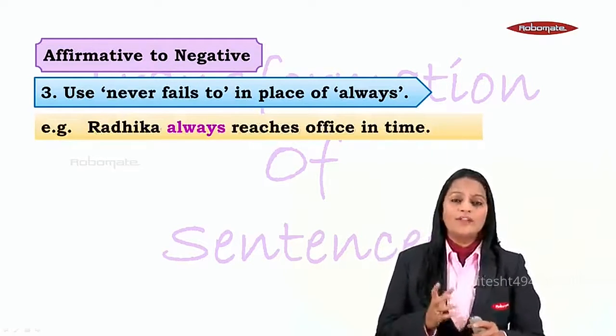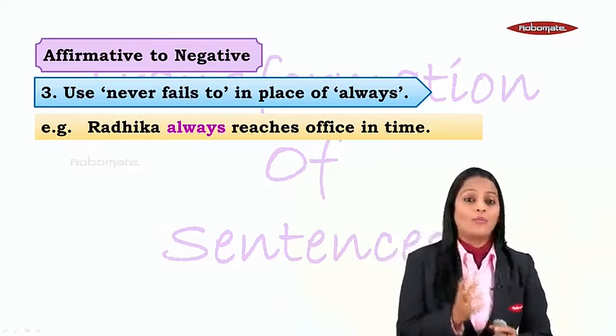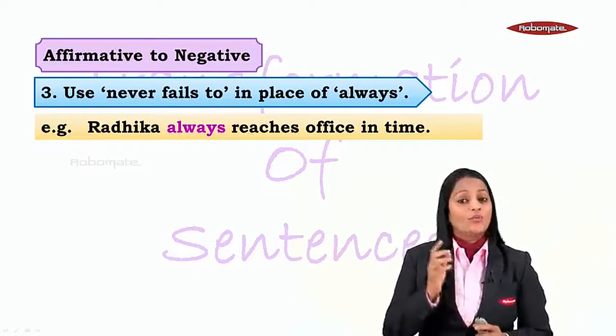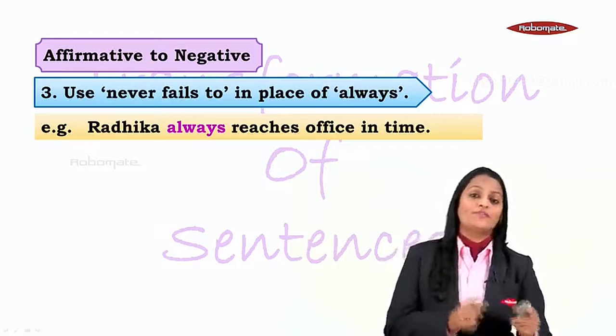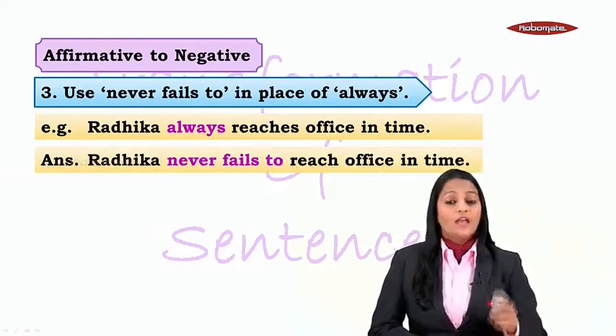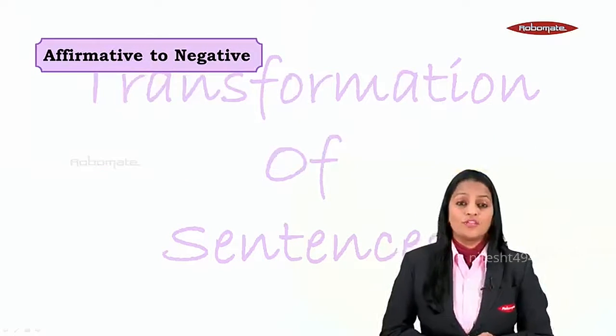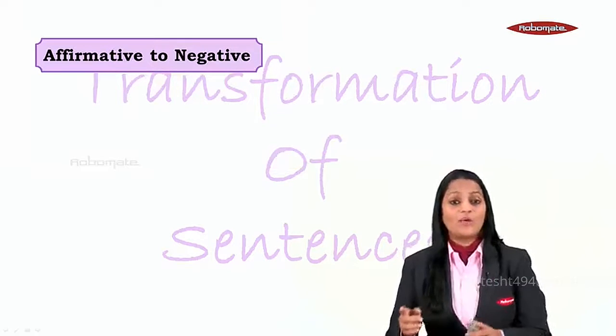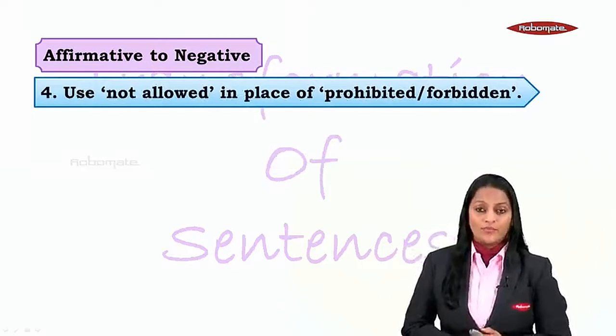Now, here we can't use a negative and an opposite word, students. Okay, so we use a negative and we use fails to. So we will say Radhika never fails to reach office in time. So that is how we use never fails to.